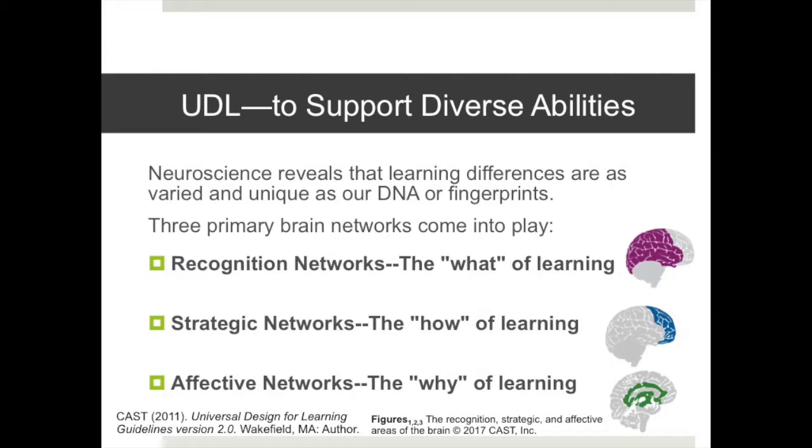Neuroscience reveals that learning differences are as varied and unique as our DNA or fingerprints. Three primary brain networks come into play. 1. Recognition networks, the what of learning. 2. Strategic networks, the how of learning. 3. Affective networks, the why of learning.